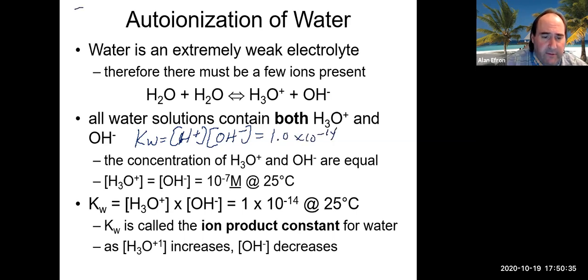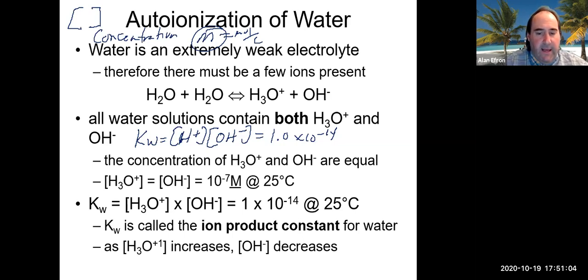When we put those little brackets, that means concentration, and we're talking about molarity here, moles per liter. So the H plus concentration times the OH minus concentration equals 1 times 10 to the minus 14. That is a constant for 25 degrees Celsius. In most of the classes you take, that's the number you'll use, so you always have that number available to you, and it's always 1 times 10 to the minus 14.